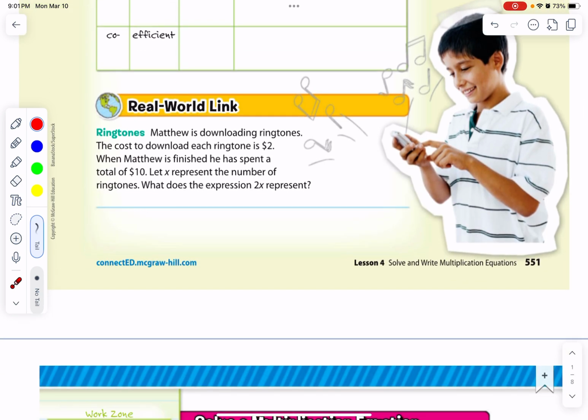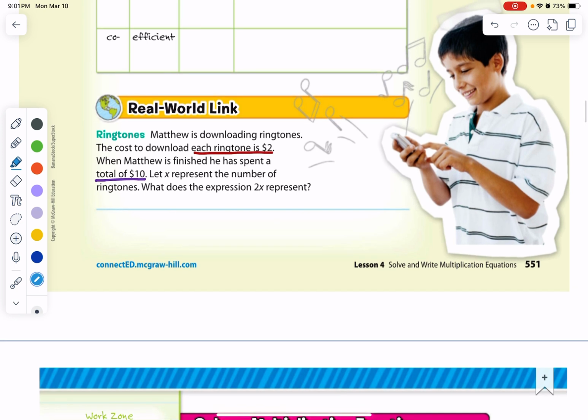Let's take a look at this real world link. Matthew is downloading ringtones. The cost to download each ringtone is $2. When Matthew is finished, he has spent a total of $12.